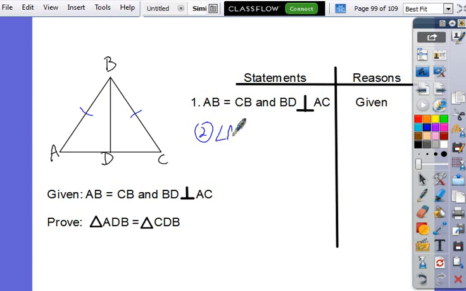ADB. All right, ADB would work. CDB. Or you could do ABD. I could switch this and say BDA. I could switch that and say BDC, but the D has to be in the middle. So now I've got my right angles in there. Yes, sir. What else do I need to do?